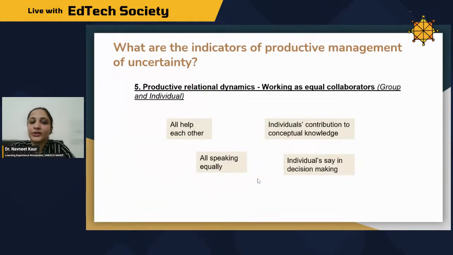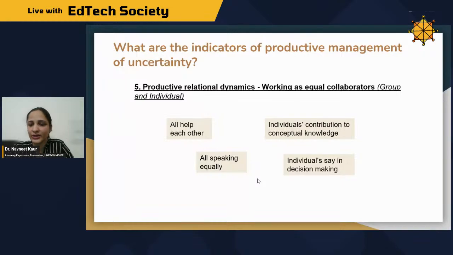Then is productive relational dynamics. Of course, you can look at how they are behaving and interacting with their peers. You can see the behaviors at individual as well as at group level. So at group level, are all the learners helping each other? Are they all speaking equally? At individual level, you can look at what kind of contributions individuals are making.